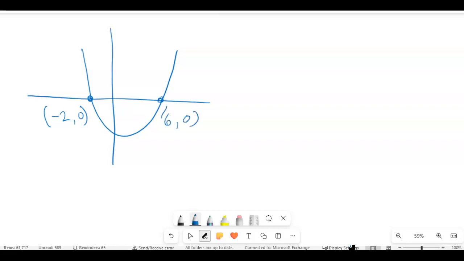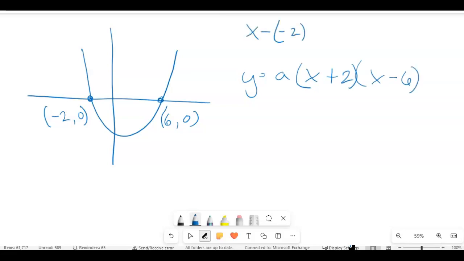6, 0. Okay, I can start my equation by saying y equals a times x minus a negative 2 will be x plus 2, and then x minus 6. Remember that minus is part of the equation, so when I write x minus a negative 2, this becomes x plus 2. So now I've almost got my equation. The only thing I really don't know is my coefficient, correct? So in order to know if my coefficient is correct, then I would need another point on the line.